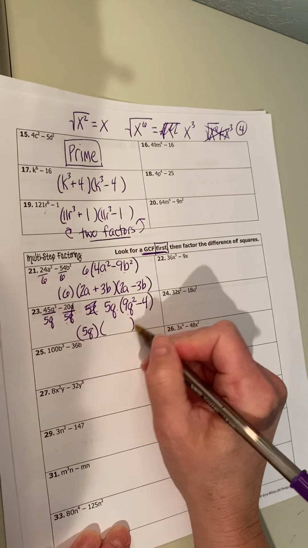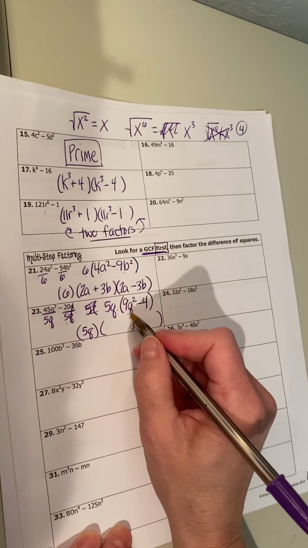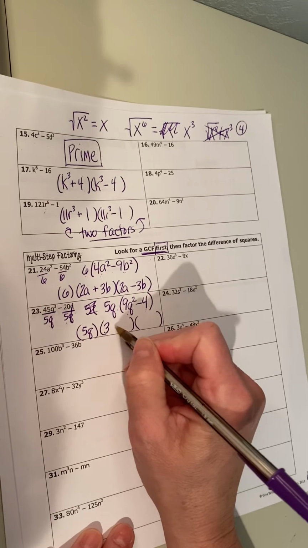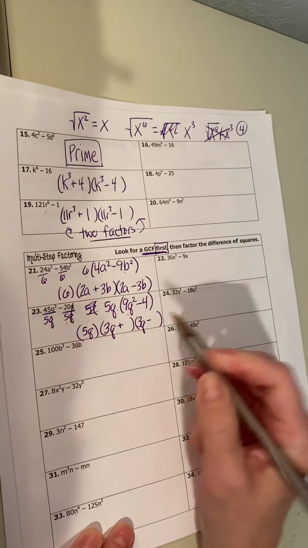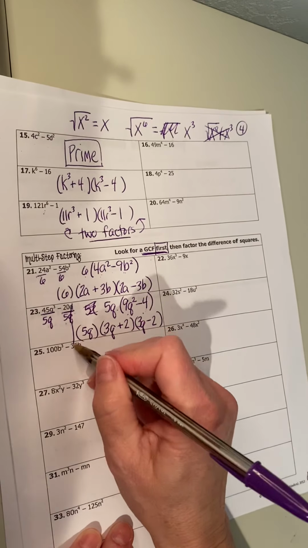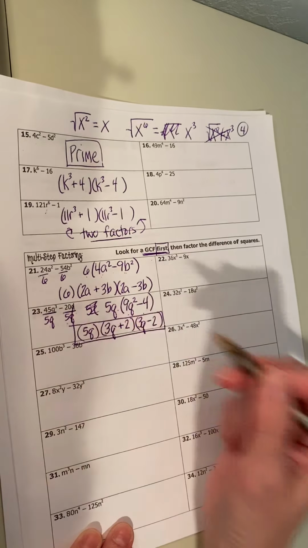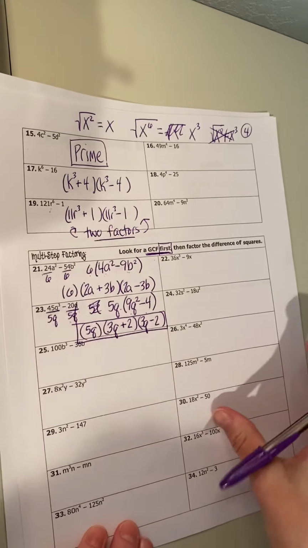But now I'm going to set up the difference of squares. So now we've got the square root of 9Q squared is 3Q. Oh, I forgot to do my plus and my minus. And then the square root of 4 is 2. So the final answer is this factor times this factor times this factor.